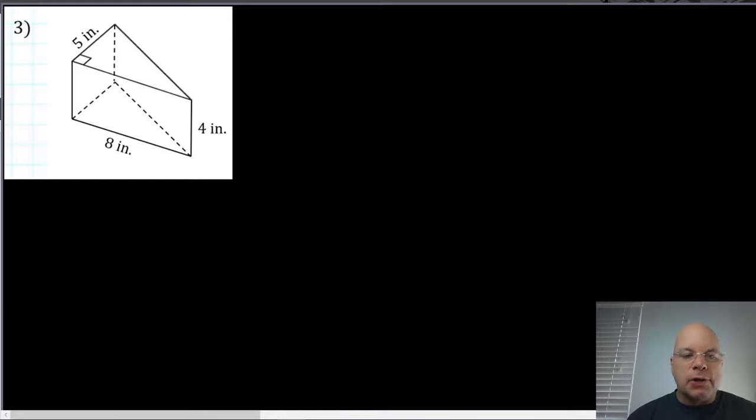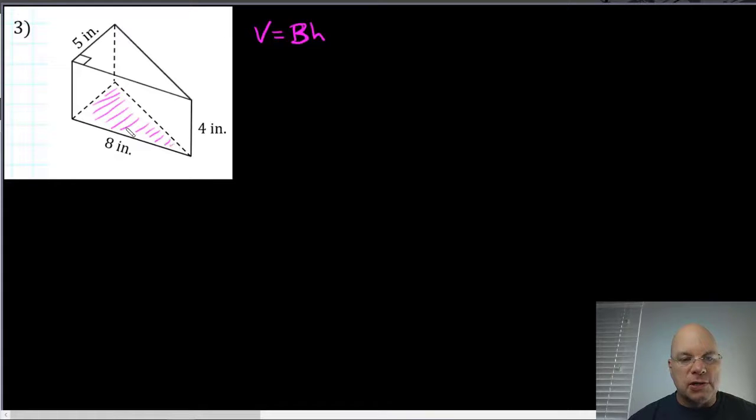We're calculating the volume of prisms on tonight's homework. We learned today in class that the formula for the volume of any prism is volume is equal to big B, which is the area of the base shape, multiplied by the height of the prism. Now on number 3, the base shapes are shown as the top and bottom faces.